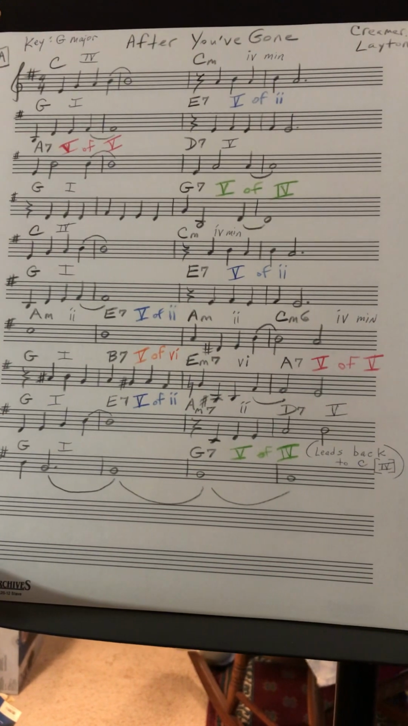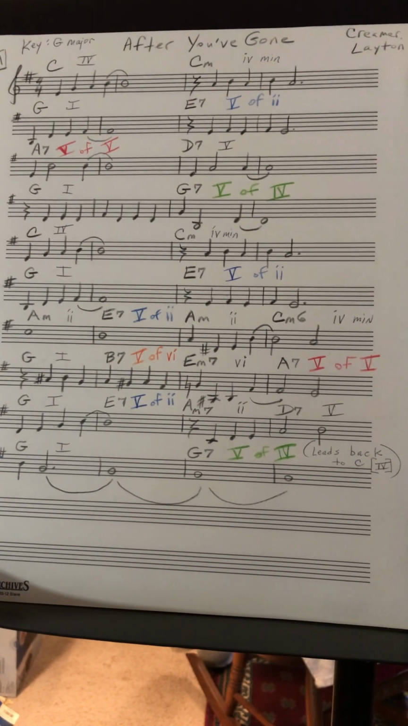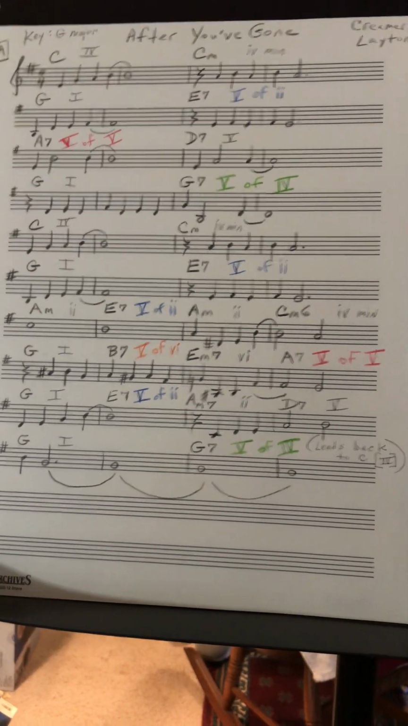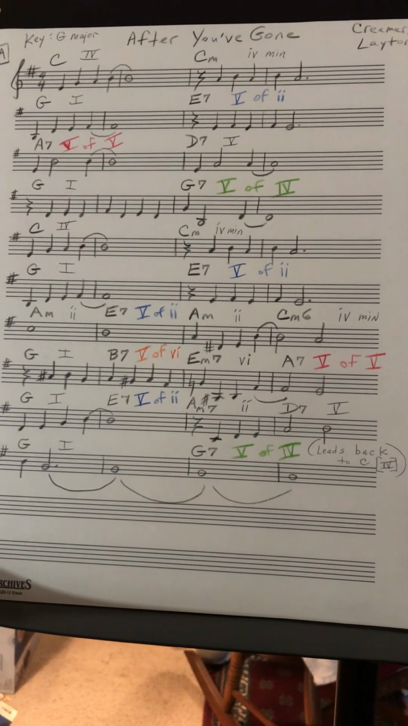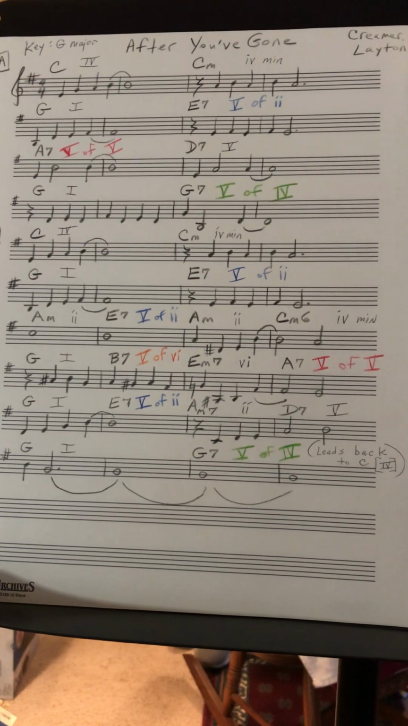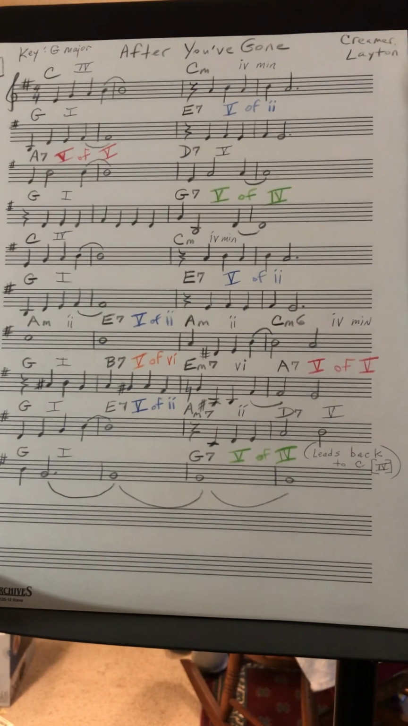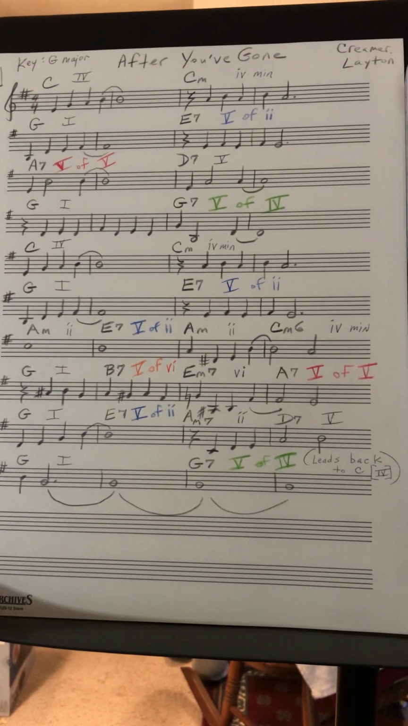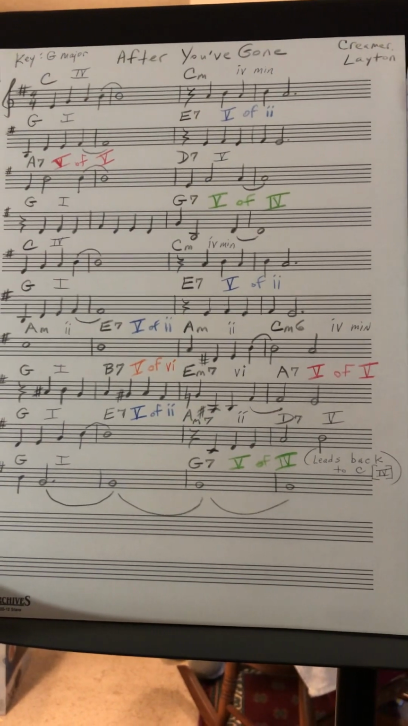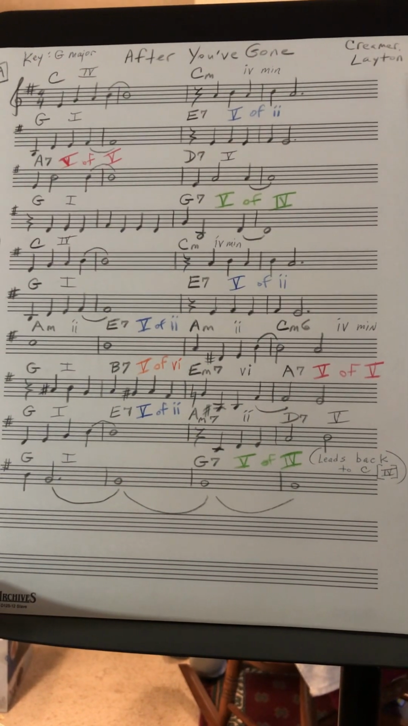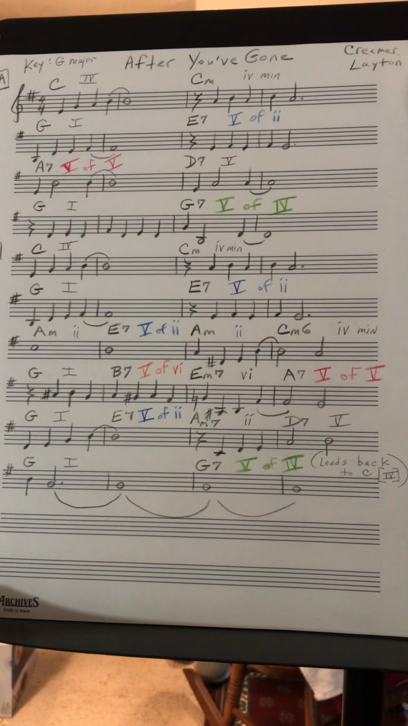Hi, I'm back again with part 2 of a quick video on the tune After You've Gone, written by Creamer and Layton, copyright 1918. Great old tune, done by everyone from Ella to Louis Armstrong to Django Reinhardt, Stéphane Grappelli, Sinatra, many versions out there. Let's take a look at the chords and how they work in here.